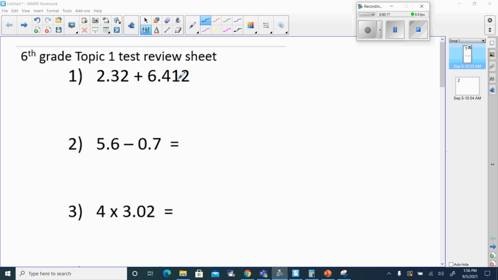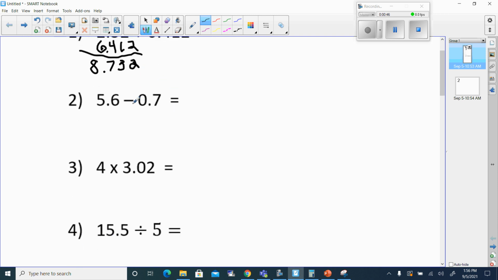2.32 plus 6.412. I can simply stack these and remember to line up my decimals. All right, and then I'll annex a 0 here. 0 plus 2 is 2. 2 plus 1 is 3. 3 plus 4 is 7. And 2 plus 6 is 8. So my answer has to be 8.732.